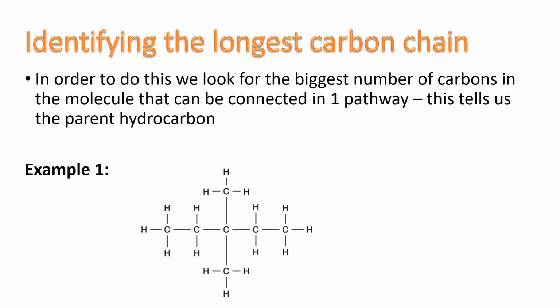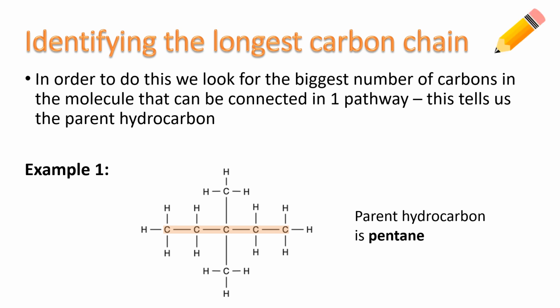So if we look at example 1 here, in total in this molecule, there are 7 carbon atoms. However, they're not all connected in one pathway. You can't start at 1 carbon and follow and touch all 7 carbon atoms in one pathway. The longest chain we can see here is 5 carbons in a row. Now, because of this, and because there is no carbon-carbon double bond in that pathway, the parent hydrocarbon is pentane.